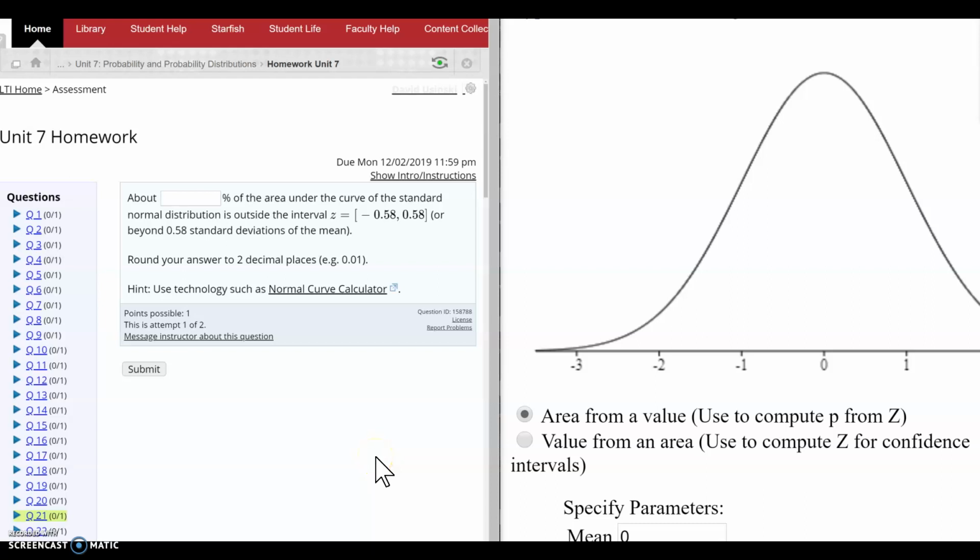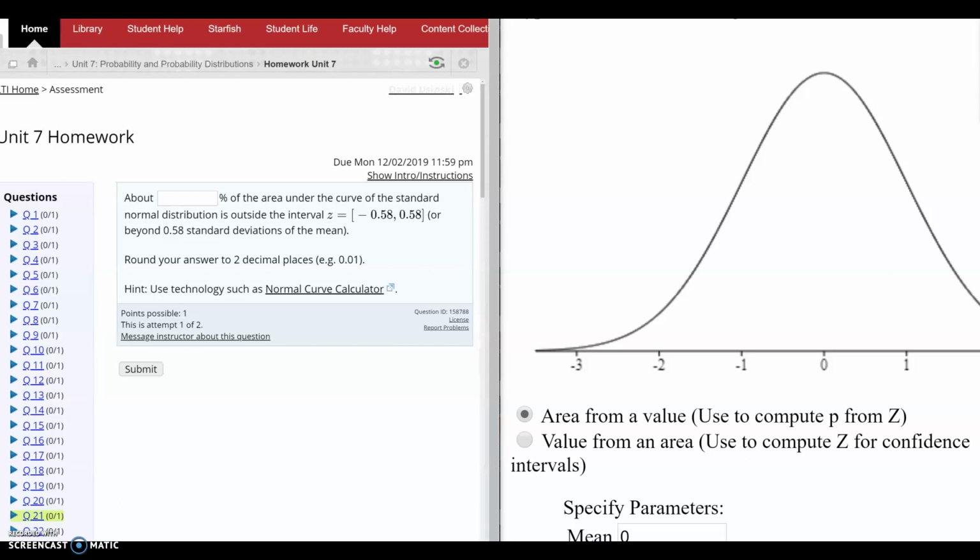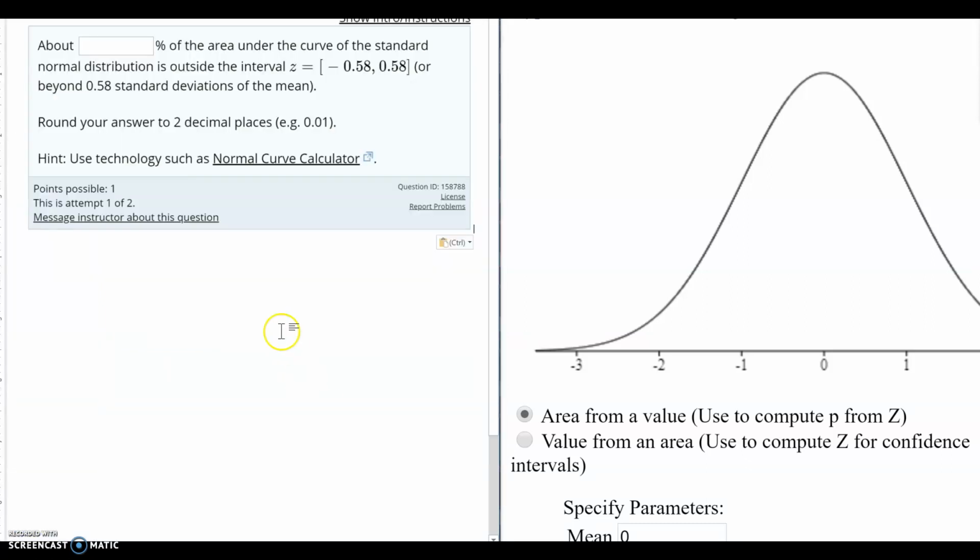So this is just like the last one, where you have to be careful because it says percent. Hang on one sec, not on the right page. Okay, because it says percent, and the only other difference is it says outside. But it's still a standard normal distribution, so the mean is 0 and the standard deviation is 1. And then we have to round to 2 decimal places.